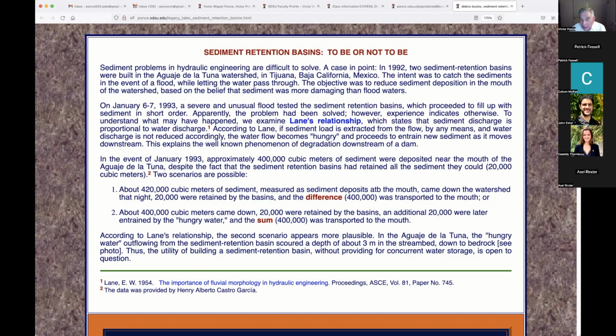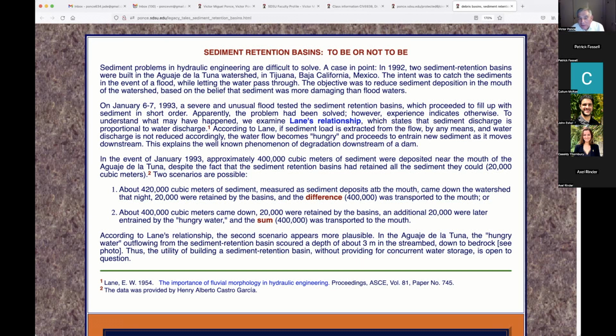However, experience indicates otherwise. To understand what may have happened, we examine Lane's relationship, which states that sediment discharge is proportional to water discharge, and that is a truism. Water flow that carries sediment wants to carry a certain amount of sediment, which is the equilibrium sediment. If it doesn't carry the equilibrium load, it will erode, that is, aggrade or degrade. That's a fact, okay? So we shouldn't really mess with it, but we do in practice.